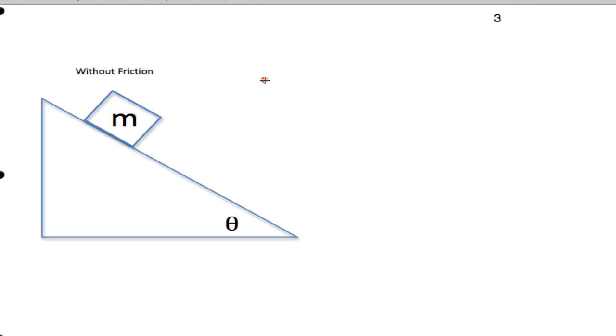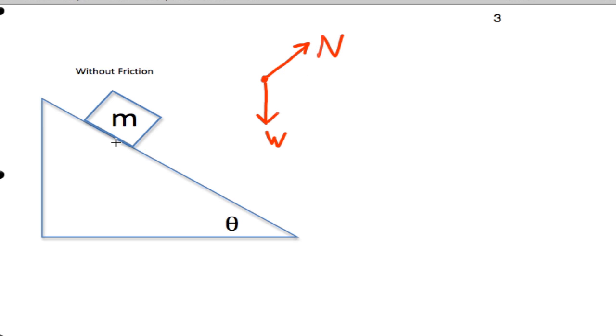So the free body diagram should look like this for this object. Remember, you have the weight, or the force of gravity, going down, and the trick to this is that the normal force goes perpendicular to the surface of the inclined plane.